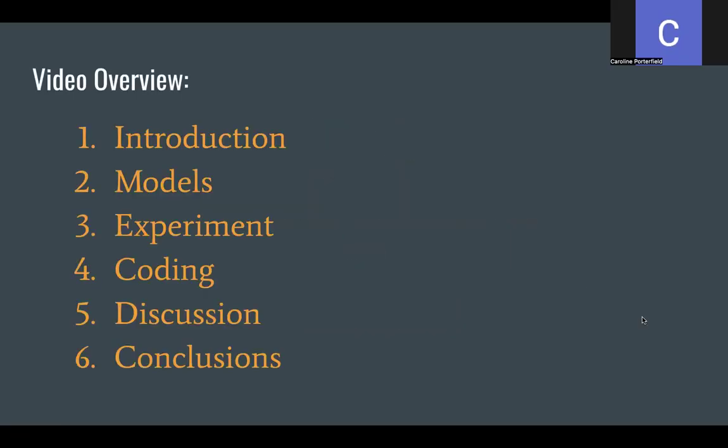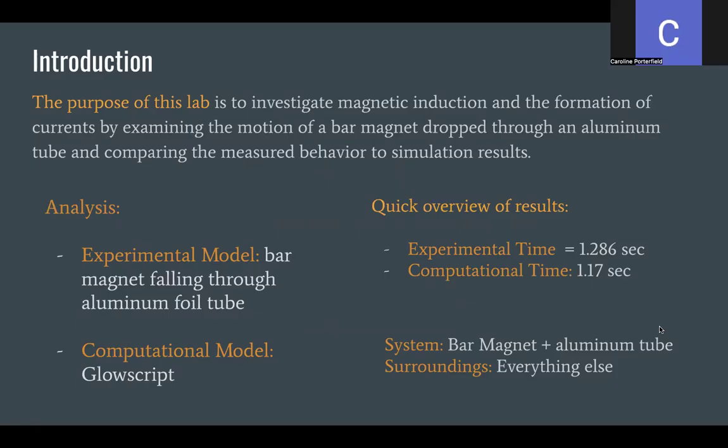Today we will go over an introduction, some models, the experiment itself, the code, discussion of the data, and some conclusions. The purpose of this lab is to investigate magnetic induction and the formation of currents by examining the motion of a bar magnet dropped through an aluminum tube and comparing the measured behavior to simulation results.